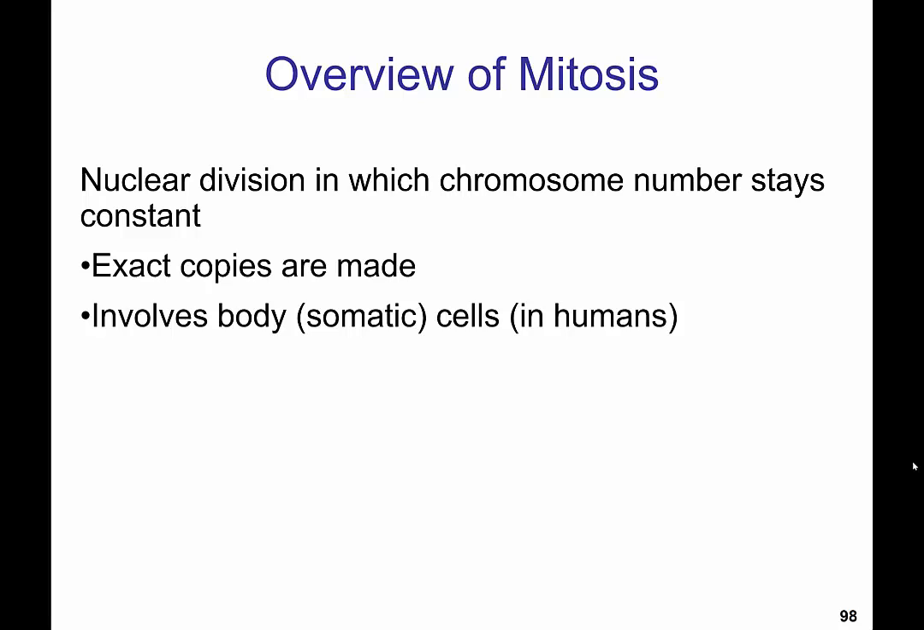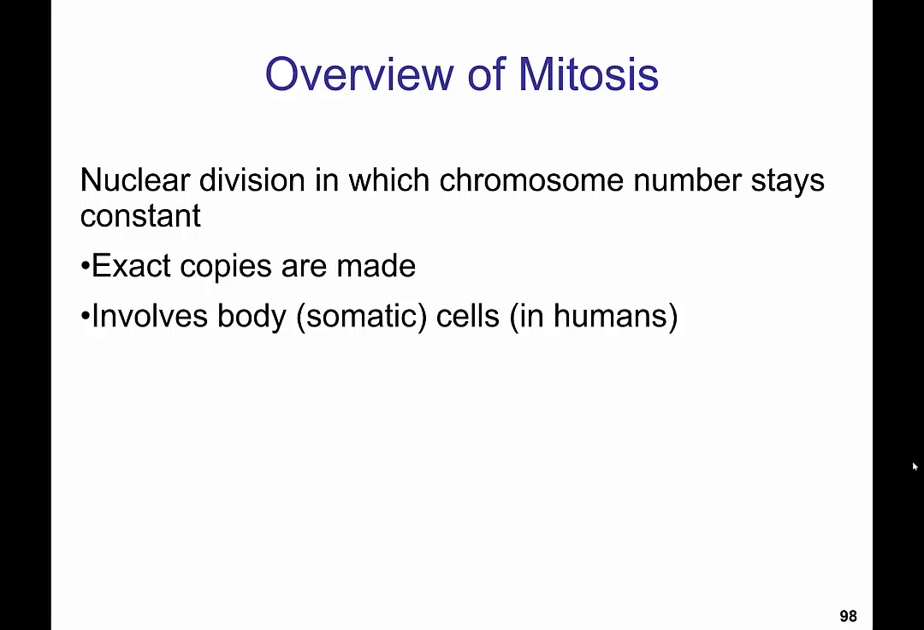Now we're going to look at cell division. This is cells making more of themselves. This is one of the characteristics of life, reproduction. There are two different types that we're going to look at here, mitosis and meiosis. We're going to start with mitosis.